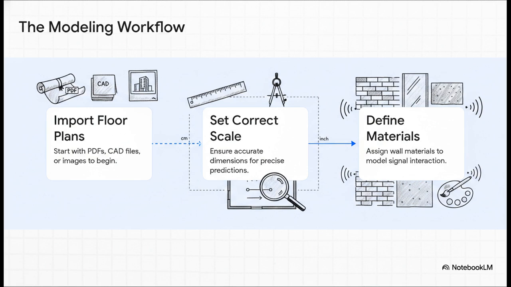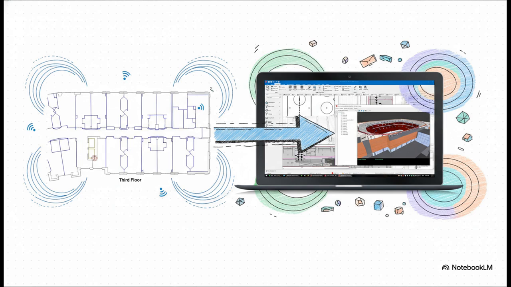And finally, you trace the walls and tell the software exactly what they're made of so it knows how every single surface is going to affect the signal. And you can see that whole transformation right here. It's amazing. You go from a flat 2D drawing to a fully interactive 3D model. And this isn't just for looks, okay? It's a scientifically accurate digital blueprint that actually understands how radio waves are going to travel through that specific building.